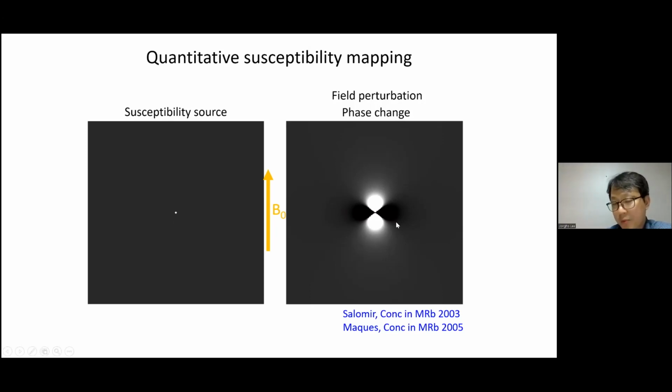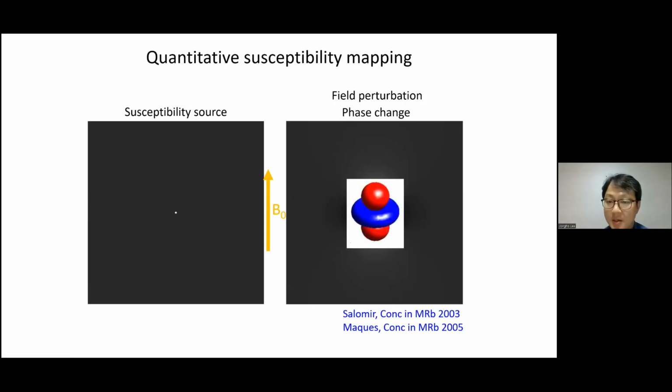And that's the 2D representation. And if I show you the 3D representation, this is the shape. We have like a tube, and there are two balls up and below the tube. So that's a typical field perturbation pattern, and that's what we call the dipole pattern.